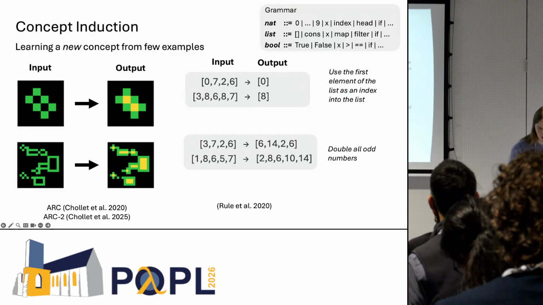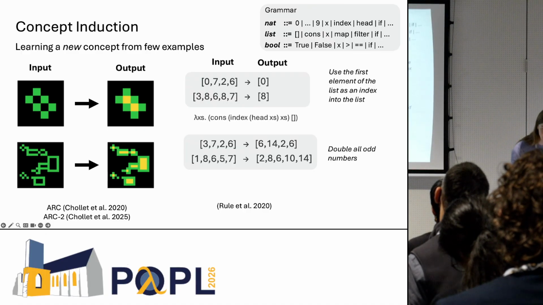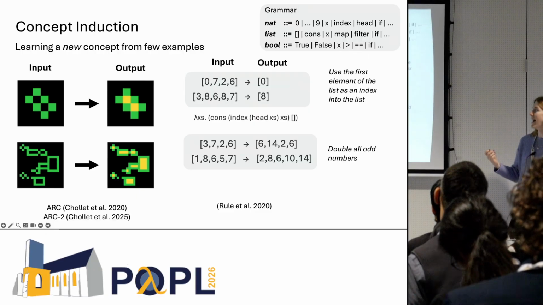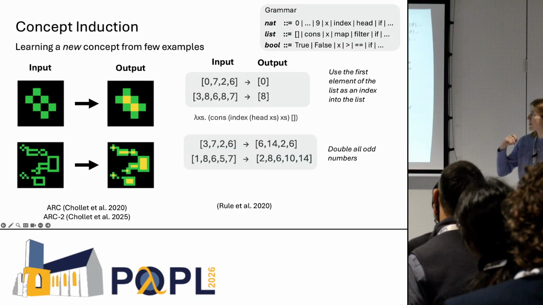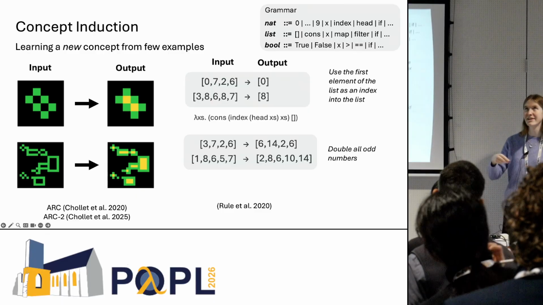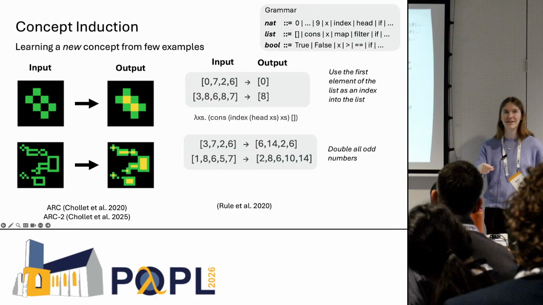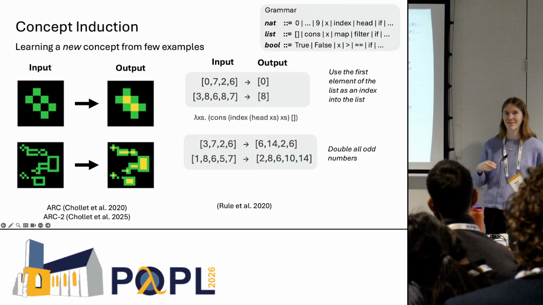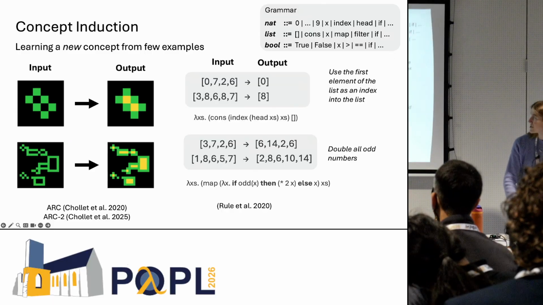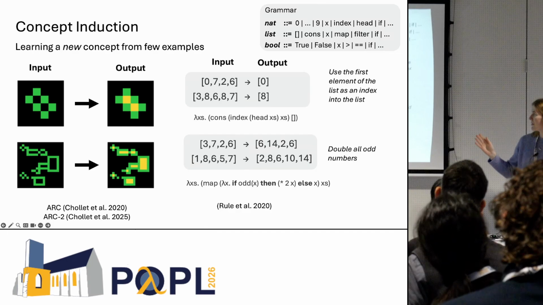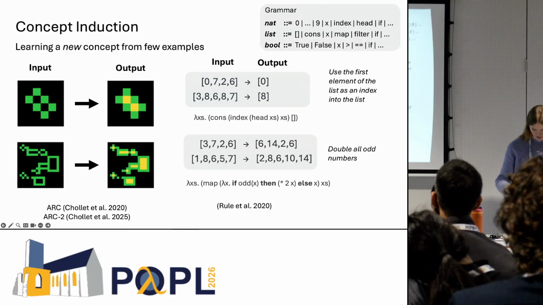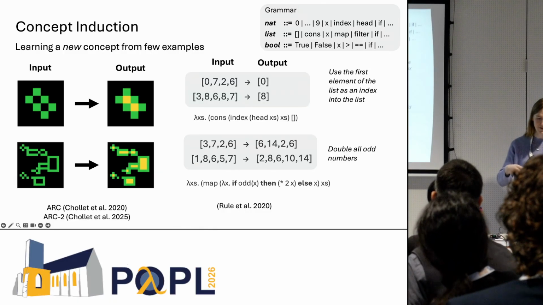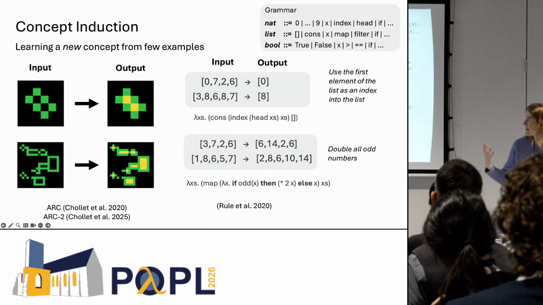And if we're equipped with a grammar over the space of programs, then we can write down solutions to these tasks as programs. For example, this is one that indexes into the input list, and then it indexes into the input list specifically at the position given by the head element. And this second one doubles all of the odd numbers in the list. And so in general, our goal in synthesis is to find short programs that explain what's going on here.